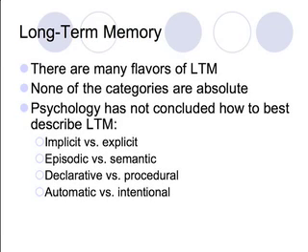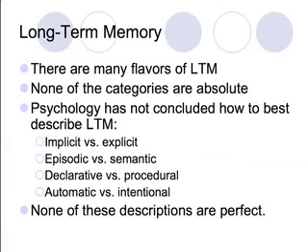Psychology has not really concluded how best to describe learned long-term memory, so the best I can say is that there are several continua, several aspects of memory where some things are very sharply defined and others, the boundaries are a little more fuzzy. This includes implicit versus explicit memory, episodic versus semantic, declarative versus procedural, automatic versus intentional, and a lot of these categories are overlapping.